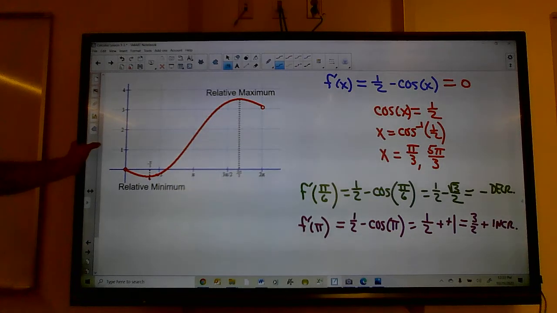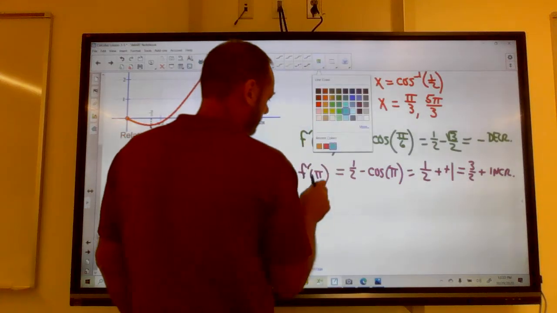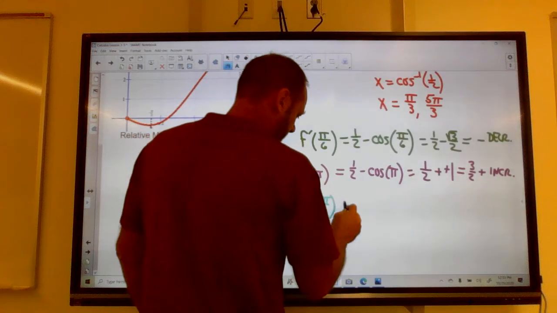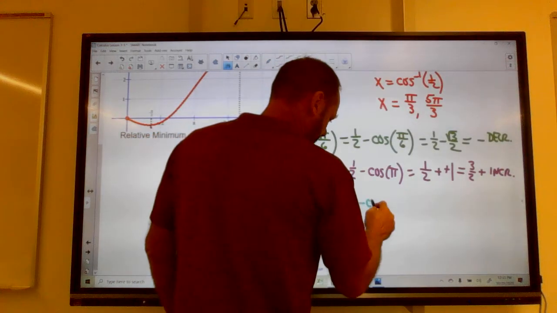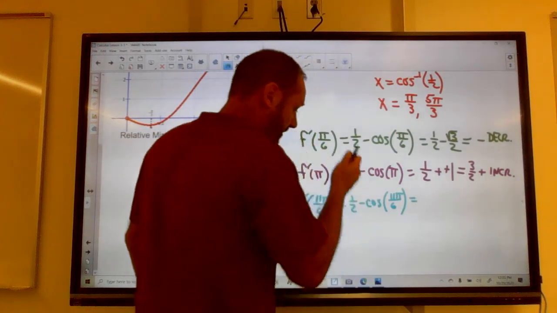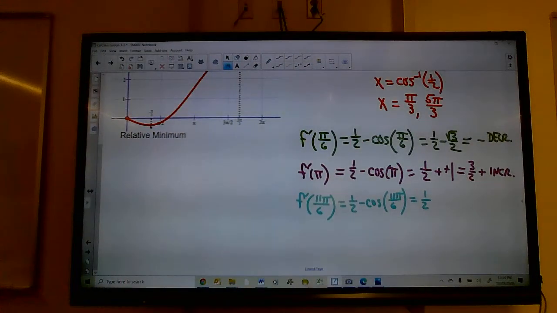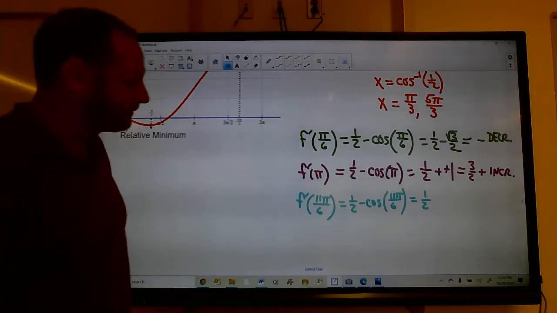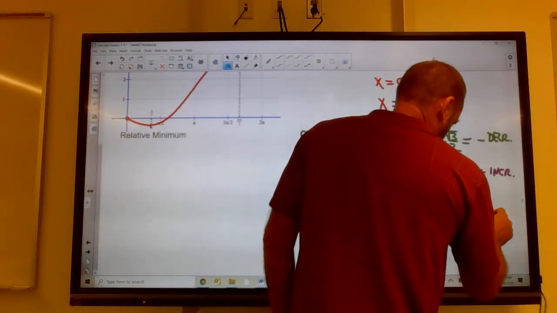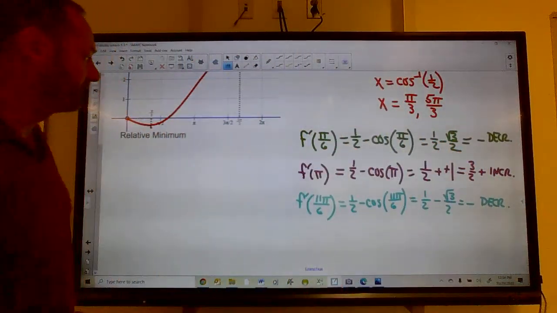All right, how about 11 pi over 6? So f prime of 11 pi over 6 is going to be 1/2 minus cosine of 11 pi over 6. Cosine of 11 pi over 6 is square root of 3 over 2 again. So again, that's negative, so that's decreasing.